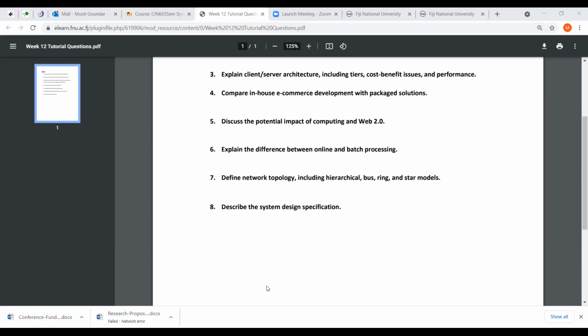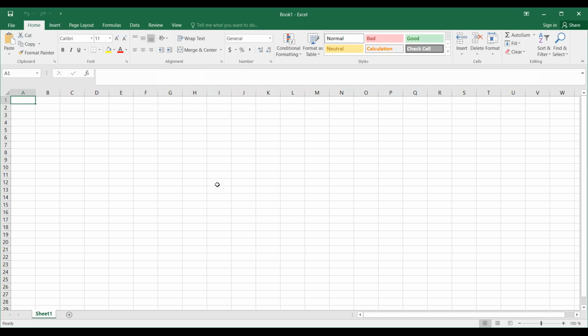Then comes time and cost estimates. Time and cost estimates. And finally, additional materials. So that finishes up our tutorial questions for week 12.